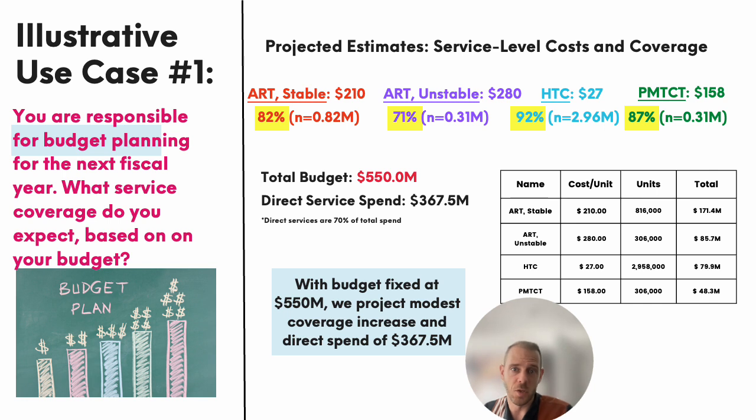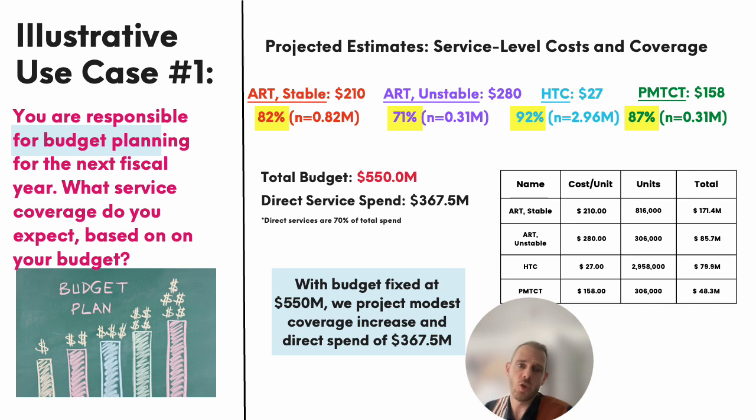So in these circumstances, we could work backwards a bit to say, well, 70% for direct services leaves us with $367.5 million, because 70% of $550 million comes out to that. And based on our cost per unit, which we also know, we can try to adjust the number of people who end up being served to generate an alternative calculation for the percent of people who we think can be covered. So, for example, ART coverage might not move from 80% to 90%, it might only increase 2% up to 82%.